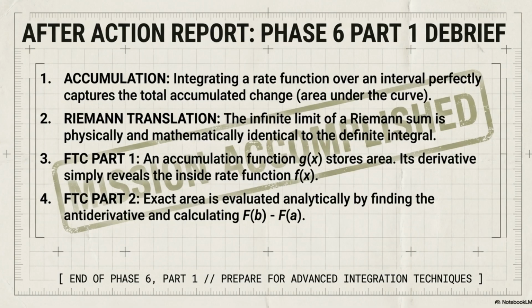Time for the after-action report. Let's debrief Phase 6, Part 1. 1. Accumulation is found by integrating a rate function. 2. The infinite limit of a Riemann sum mathematically equals the definite integral. 3. By FTC Part 1, the derivative of an accumulation function simply reveals the inside rate function. 4. By FTC Part 2, exact area is evaluated analytically by finding the antiderivative and calculating big F of b minus big F of a. End of Phase 6, Part 1.